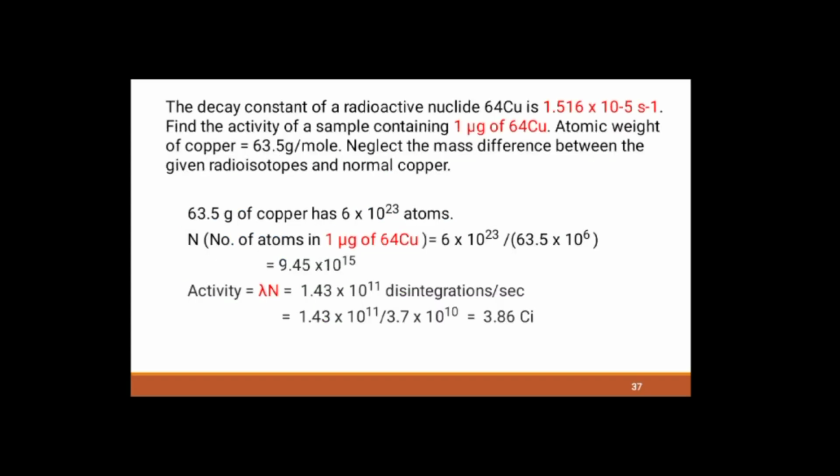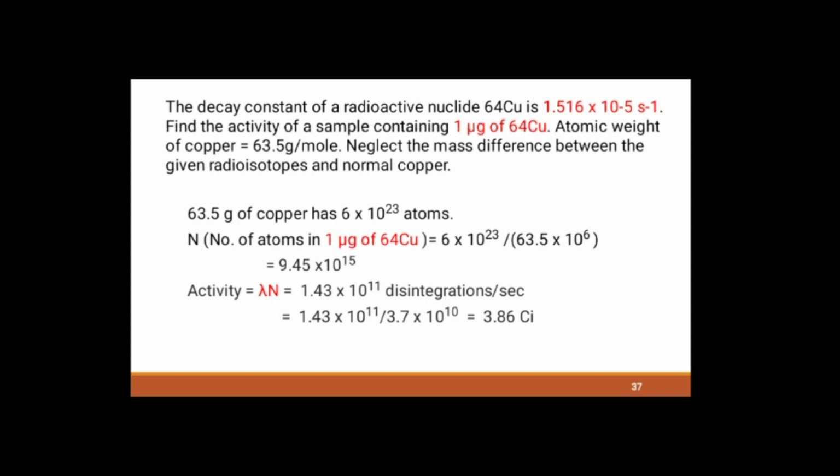The next one is a problem related to the activity. The decay constant of copper is given, and we have to find the activity of 1 milligram of copper. The atomic weight is also given. So we have to find the n, the number of atoms. The activity is given as lambda n, lambda is given, and to find n we know that 1 mole of copper contains Avogadro number of atoms. From this we can see n, that is the number of atoms in 1 milligram of copper, as 9.45 into 10 raised to 15.